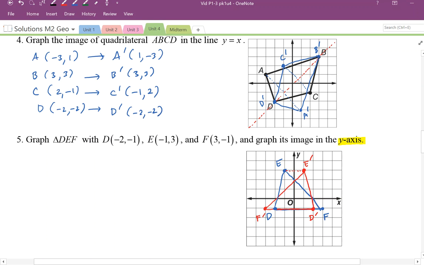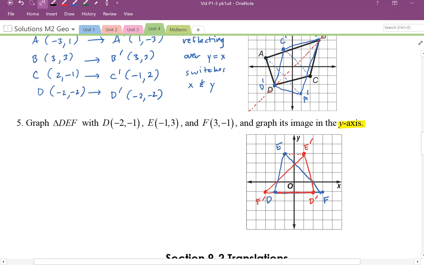And you should notice if we compare everything from the left column to everything from the right-hand column, what happened is when we reflected over the line y equals x, the x and the y coordinates switch places. So just something interesting to observe about that.